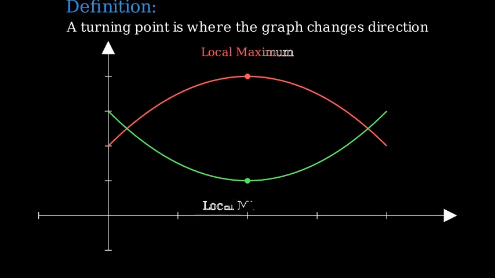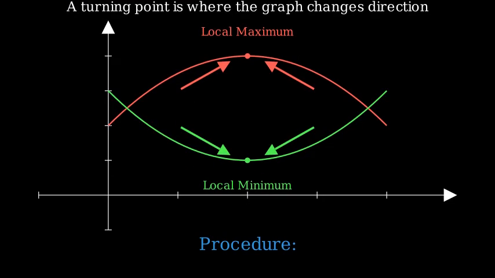There are two main types: a local maximum, where the function goes from increasing to decreasing, and a local minimum, where the function goes from decreasing to increasing. Now, let's look at the procedure for finding turning points. There are three main steps.